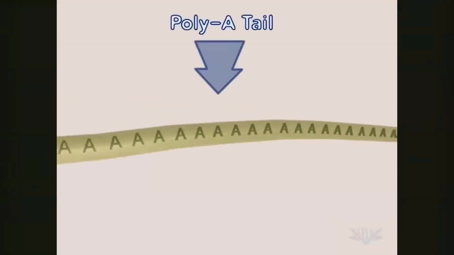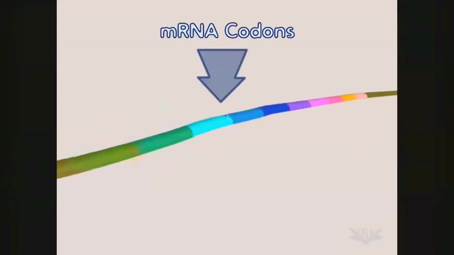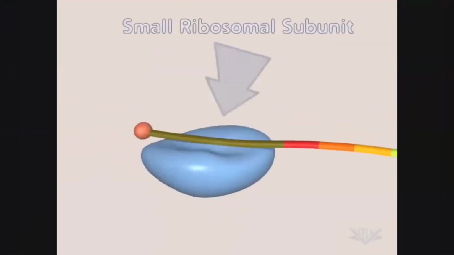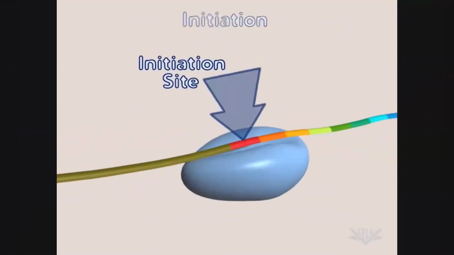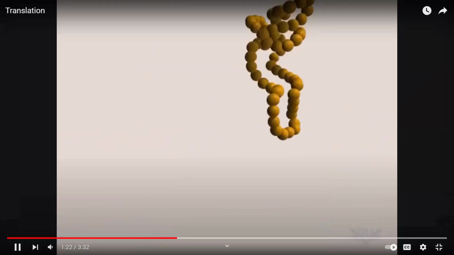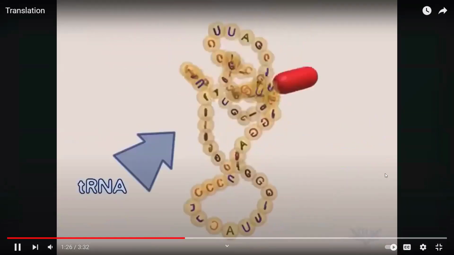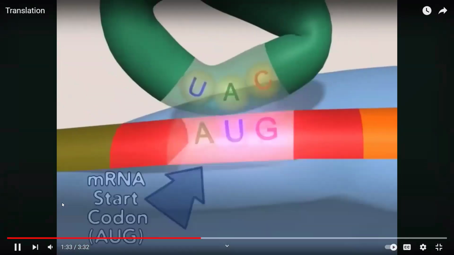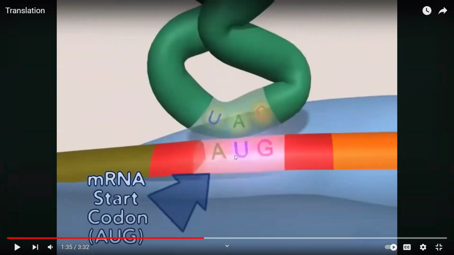This is the poly A tail of the mRNA. These are the codons, triplet codons. This is the 5' cap. This is the small ribosomal subunit, the initiation site. This is a tRNA with a methionine amino acid. This is the anticodon. It is exactly complementary to the codon. Every 3 letters is a codon, and the exactly opposite 3-letter region is called the anticodon.